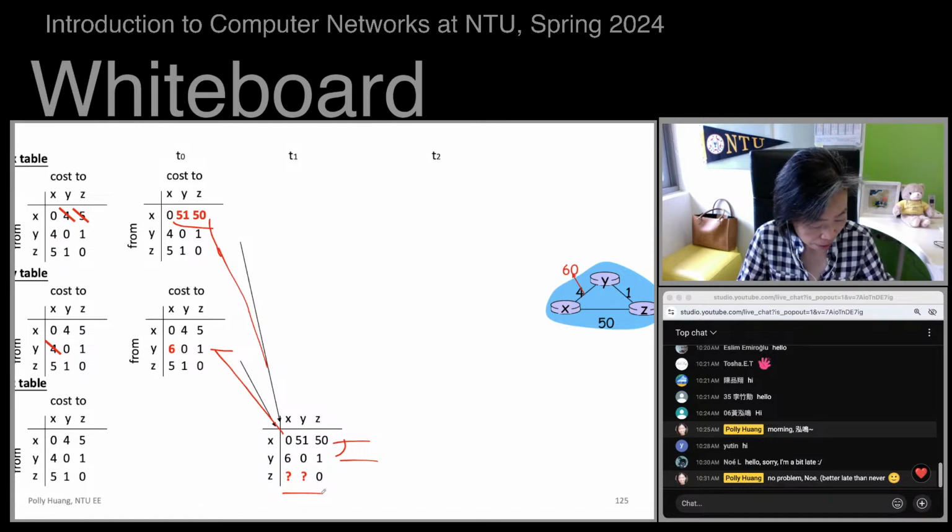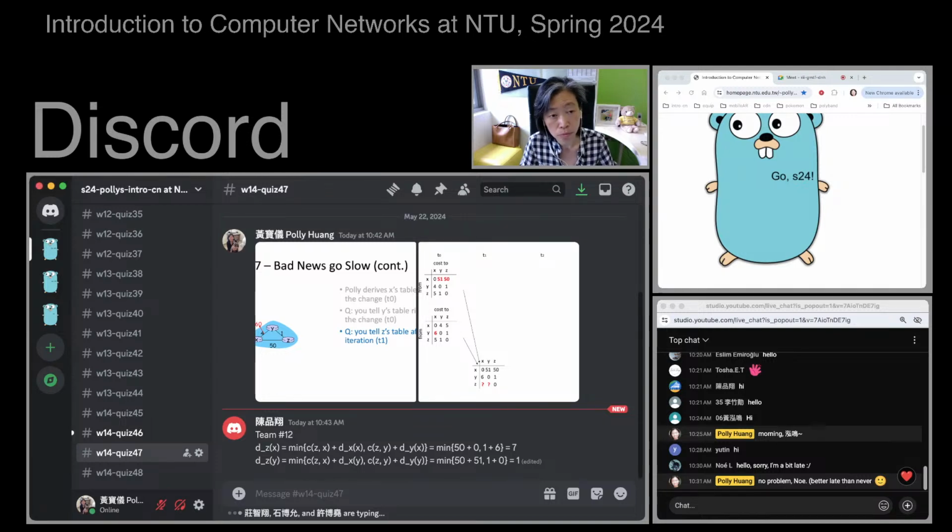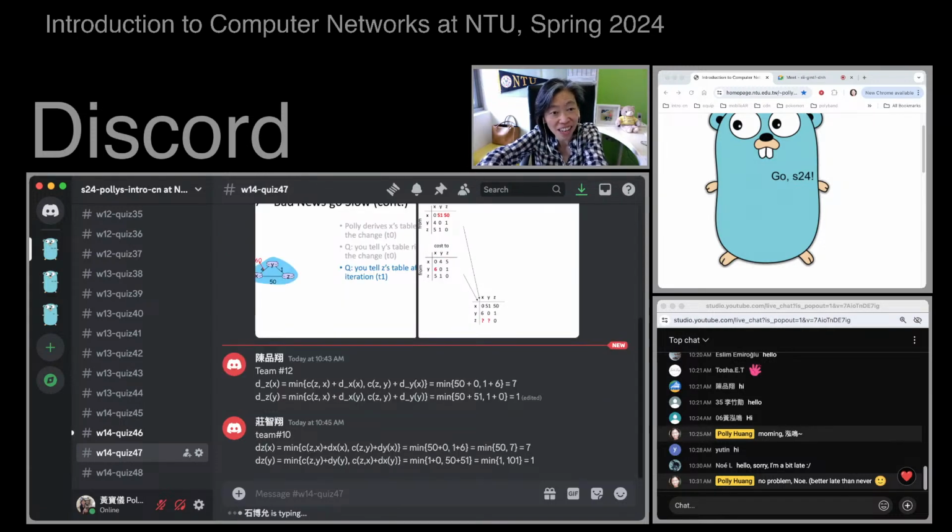So let's go to the Discourse space, channel 14, quiz 47. Guys, again, the point is that you learn. I understand that some of the teams might be a little bit faster. It's okay. If you want to ensure that you get this right, don't look at their answers yet. Try to work on your own. That usually will be more effective.